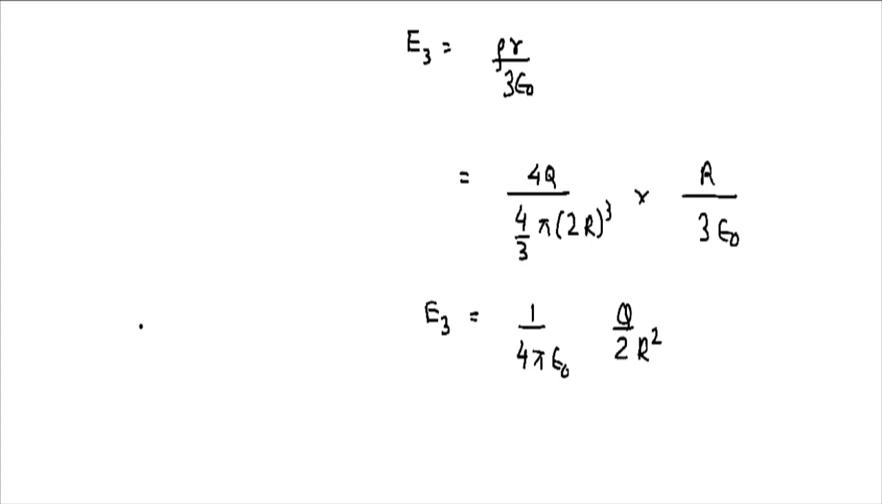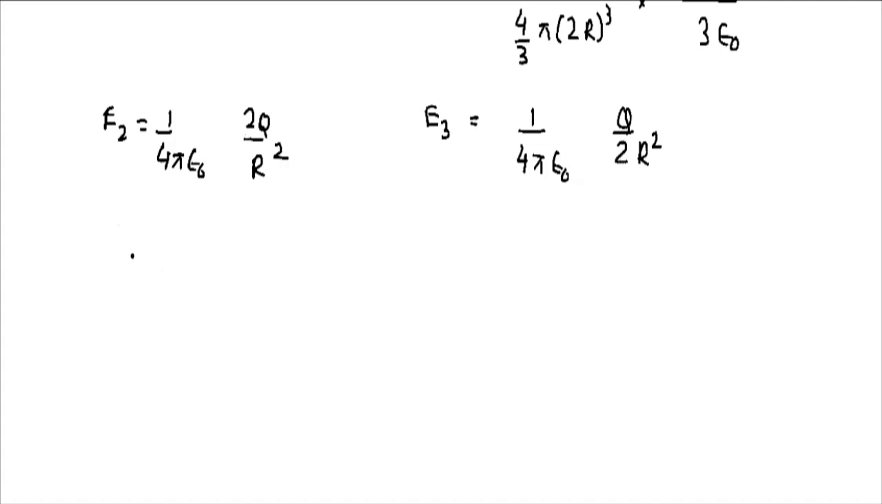So here itself we write the value of E2 which we have got. The E2 value turns out to be 1 by 4 pi epsilon times 2q divided by r square, and our E1 value turns out to be 1 by 4 pi epsilon times q divided by r square.